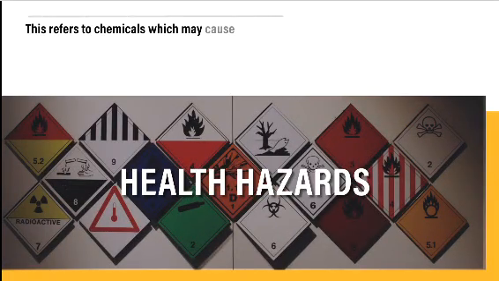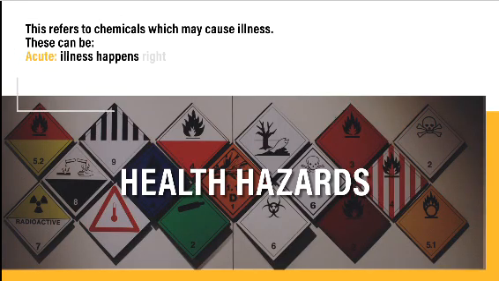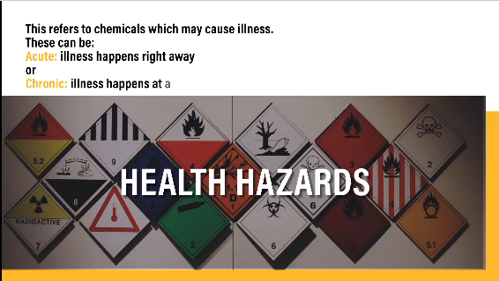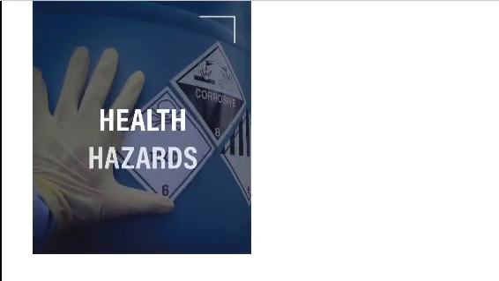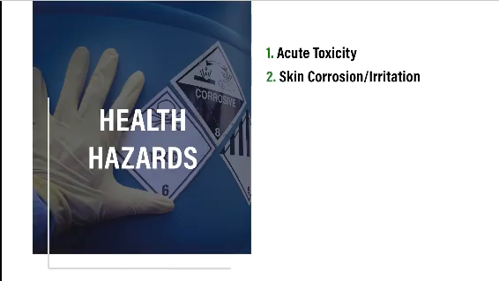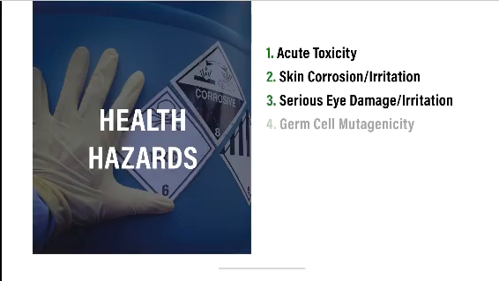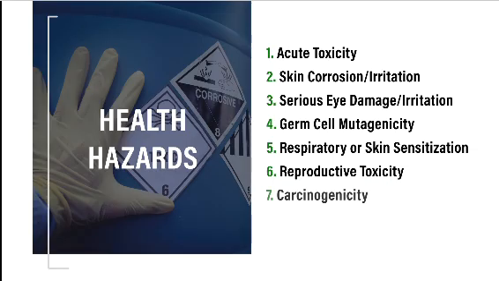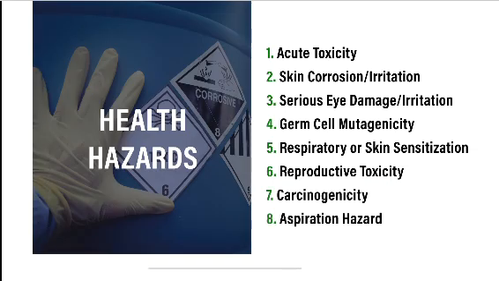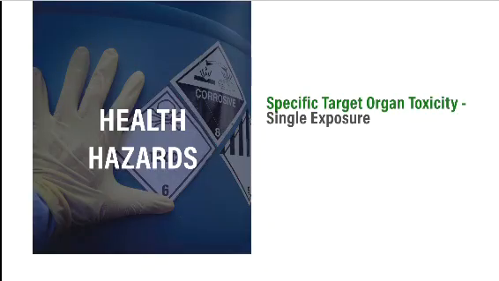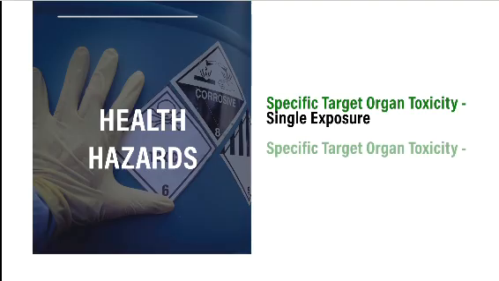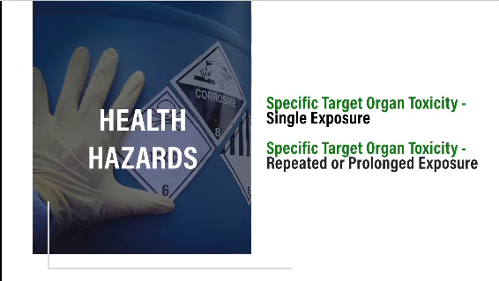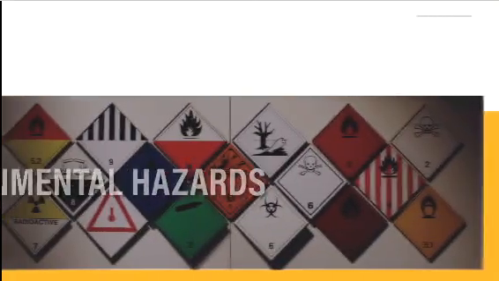Moving on to health hazards. This refers to chemicals which may cause illness. These can be acute, in that the illness happens right away, or chronic, in that the illness happens at a later date. Health hazards include acute toxicity, skin corrosion or irritation, serious eye damage and irritation, germ cell mutagenicity, respiratory or skin sensitization, reproductive toxicity, carcinogenicity, aspiration hazard, specific target organ toxicity, single exposure, specific target organ toxicity, repeated or prolonged exposure, and environmental hazards.